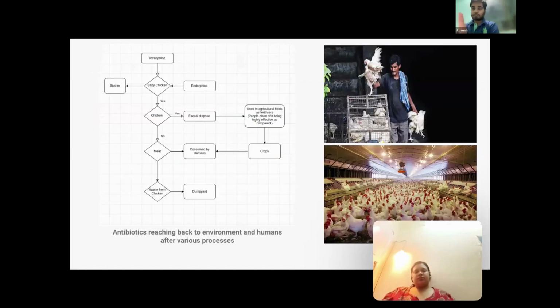Basically, if we look at the chicken cycle, it looks somewhat like this: antibiotics are given to chicken, fecal disposal again goes back to the agricultural field, and through crops it is again consumed by humans, and chicken meat is again consumed by humans. So in some way or the other, antibiotic is getting back to the environment or getting back to us.